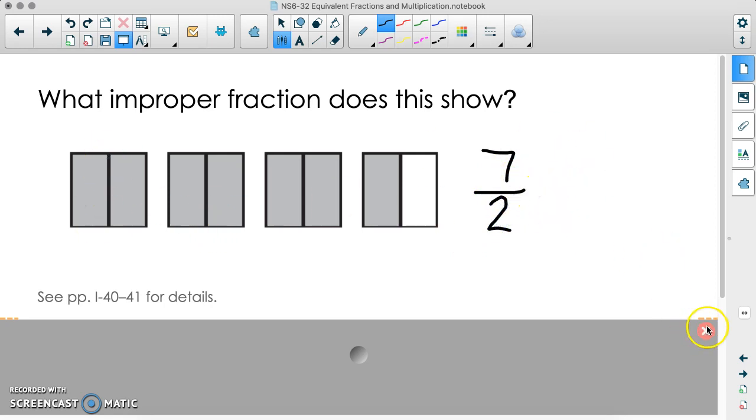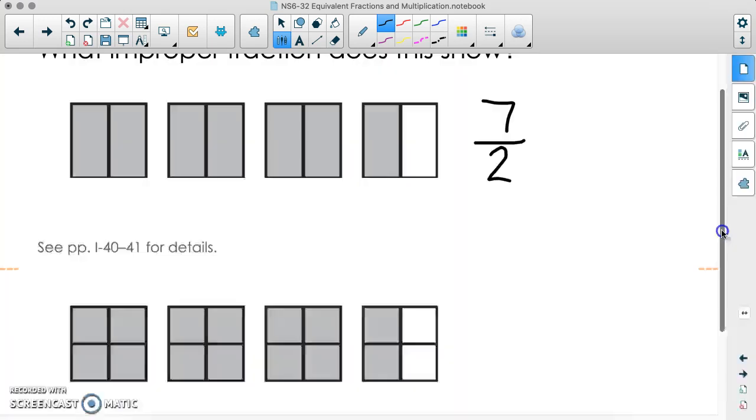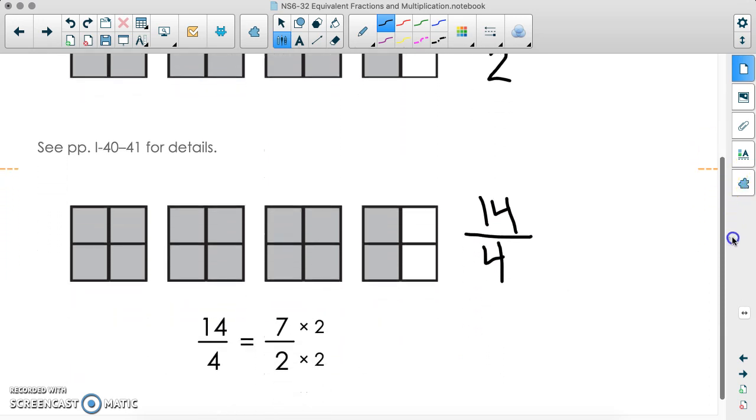Now we're going to cut each part into half to have this. So what is the equivalent fraction here? Well, we have 4, 8, 12, 13, 14 pieces shaded, and each piece is now divided into 4. So we have 7 halves is equal to 14/4. So this is what it would look like as an equivalent fraction. We multiply the numerator and denominator of the fractions by the same number. So we multiply the numerator and the denominator by 2 in this case.